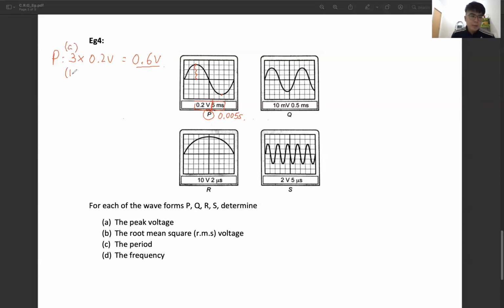That's for A. B, root mean square voltage. For root mean square we use the formula V RMS equals peak voltage divided by square root 2. So 0.6 divided by square root 2 is 0.424 volt. Okay, now next one.